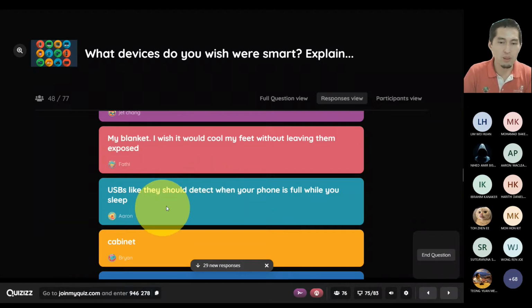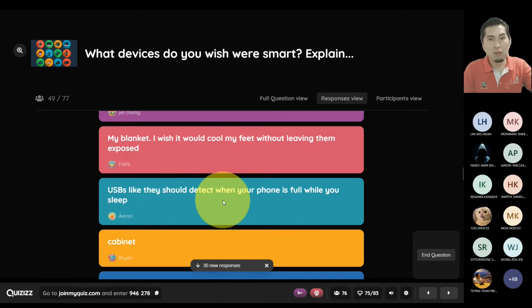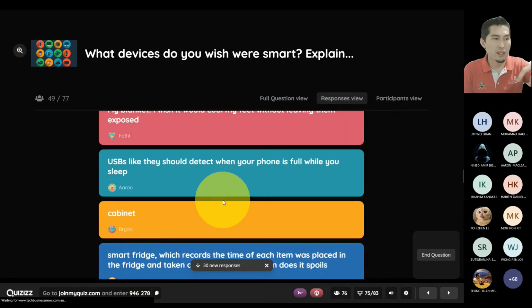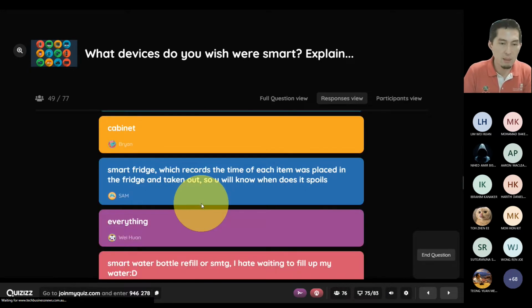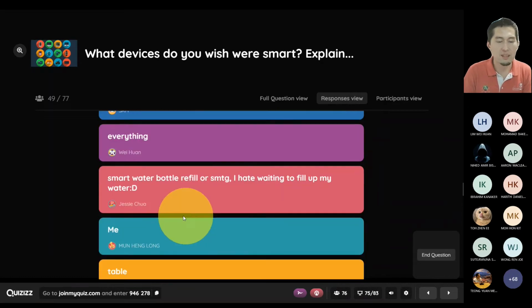USBs, they should detect when your phone is full while you sleep. Okay, all right. Aaron, by the way, most phones that we have today, as recent as maybe two years ago, already have that. It still shows you it's charging, but sometimes it's just indicating that to you, while it has basically cut off the energy. Cabinet, smart fridge, everything. Oh, thank you so much for such a general answer, Wei Wan.